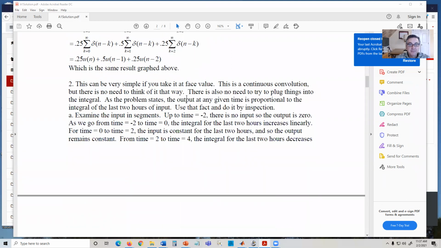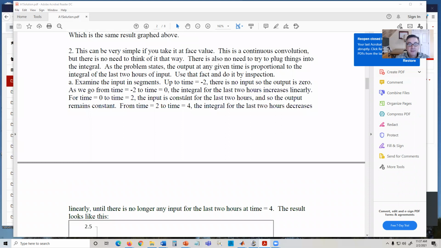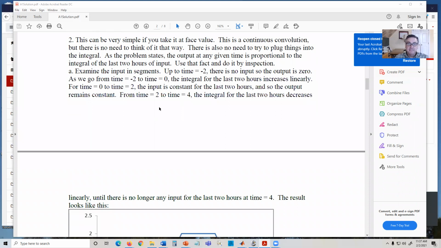So that's number one. Number two always generates some stress, because people want to just plug into the integral and solve the problem. Of course, you've been trained to work a lot of problems that way, but I'm trying to get you to think about what things mean. In this case, it's better to think about what everything means conceptually before trying to plow through mathematically.